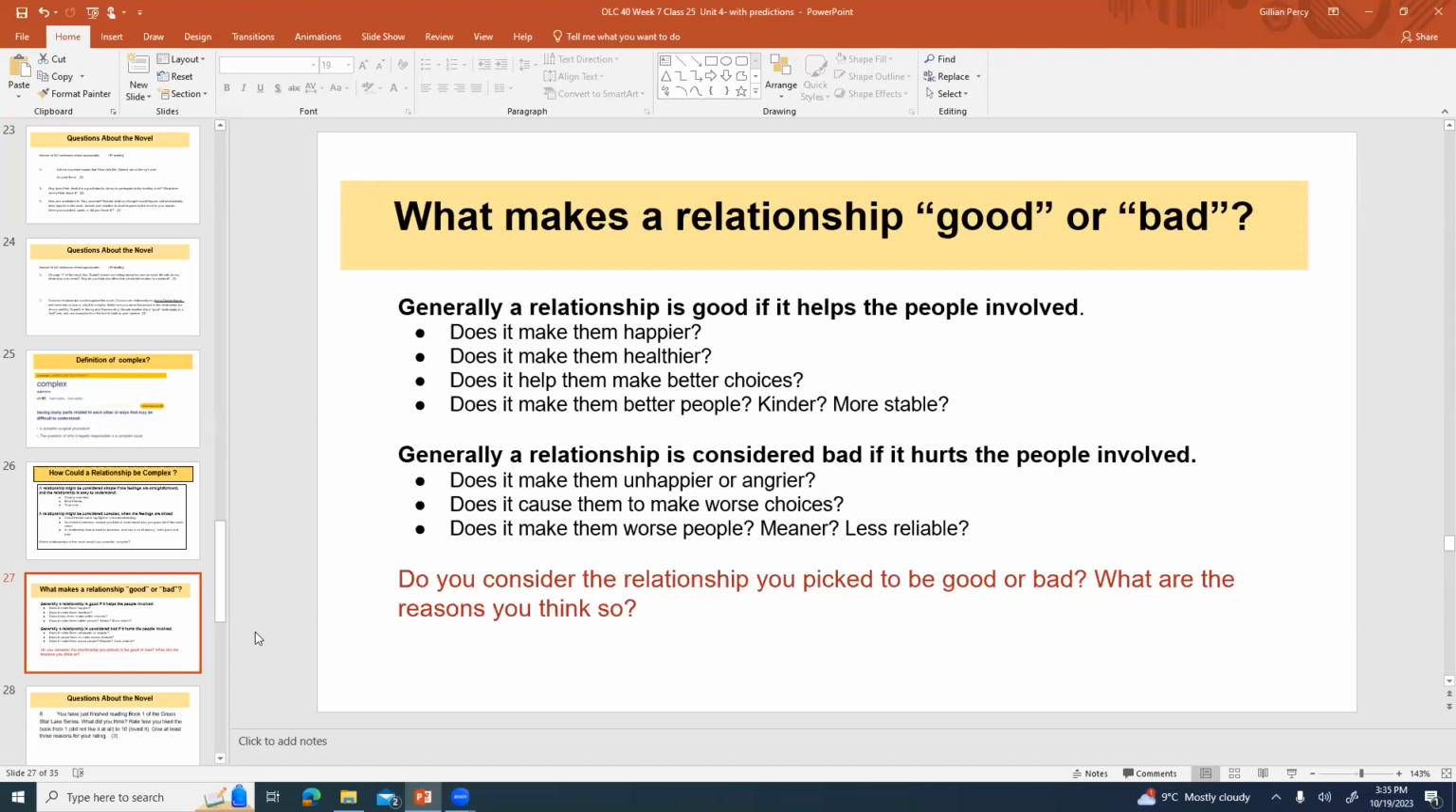So the relationship that you think is complex, do you consider it a good relationship? Is it overall beneficial, or is it overall bad? And what are the reasons you think so?